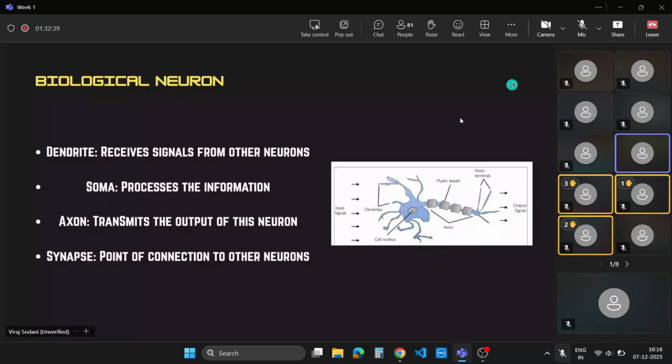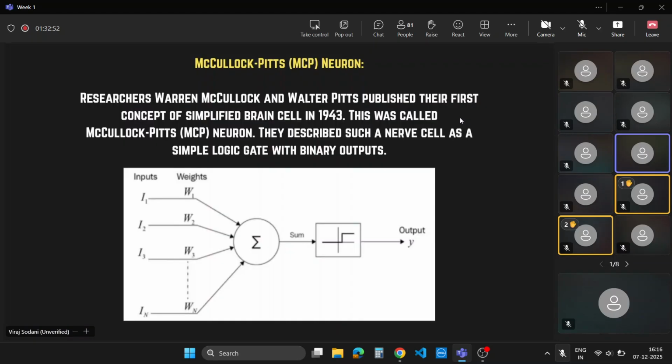So the analogy fits the same for a neural network. It's derived from a neuron. So the first neuron was the McCulloch-Pitts neuron, MCP, the most basic one. Like you provide the different inputs.